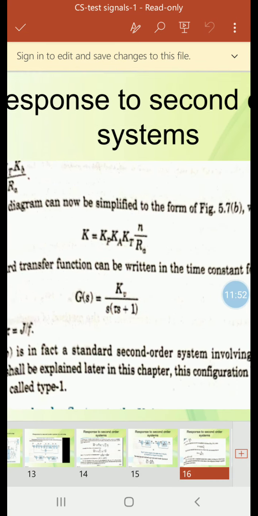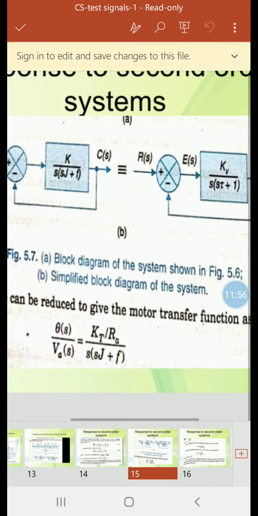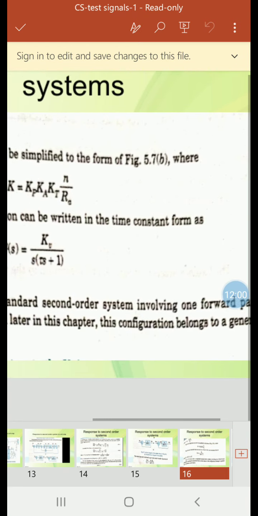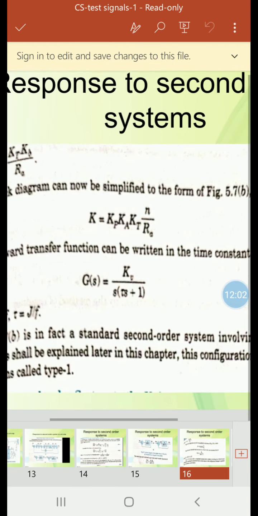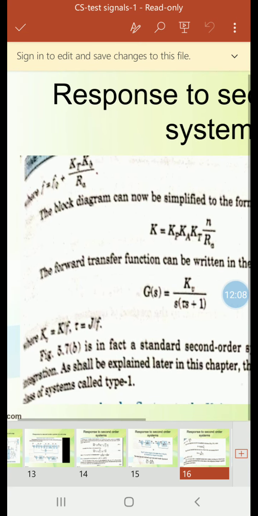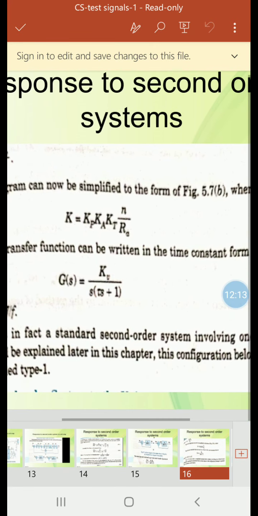Then that block diagram can be simplified as shown in this figure B, where K will be equal to KP, KA, KT into N by RA. Then the forward transfer function can be written in time constant form.